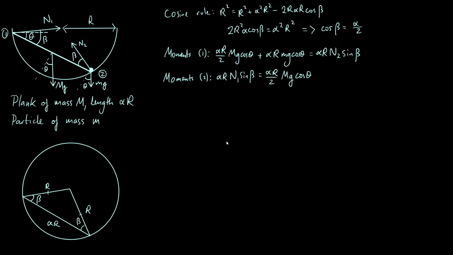We need one more equation because there are three unknowns. I'm just going to label these equations as well, equation 1 and 2.